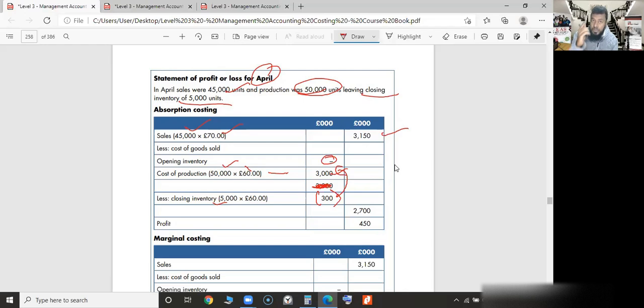Closing inventory, what does it do? It makes your cost go down. Opening inventory and cost of production are part of your cost, but closing inventory makes it go down. So if your cost goes down, your profit goes up.